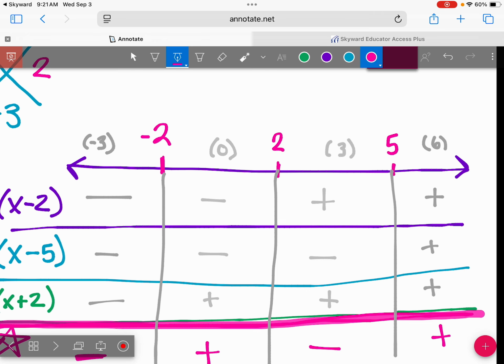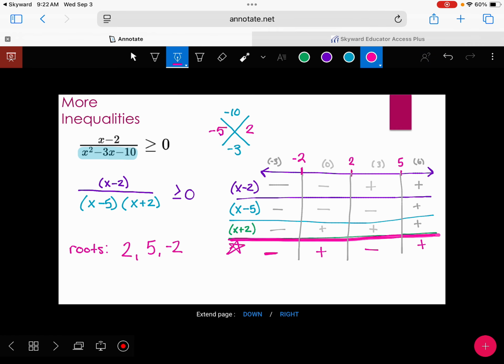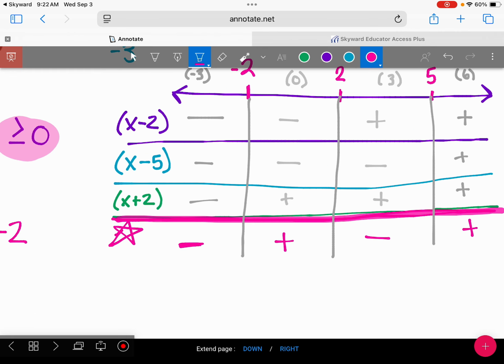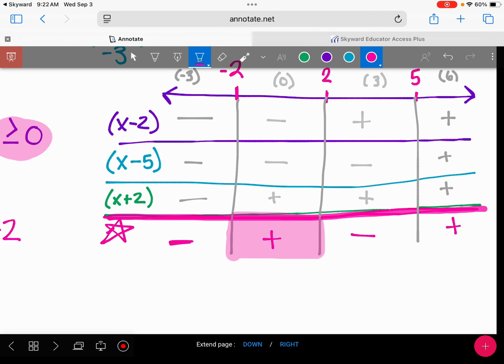So positive times positive times positive? Positive. Okay, so we know our whole function is below the x-axis here and here, and it's above the x-axis here and here. What do we care about? Do we want to know when it's below, or do we want to know when it's above? Above, because we want to know it is greater than or equal to 0. So we're looking at this one, and we're looking at this one. And we know that that one continues on.